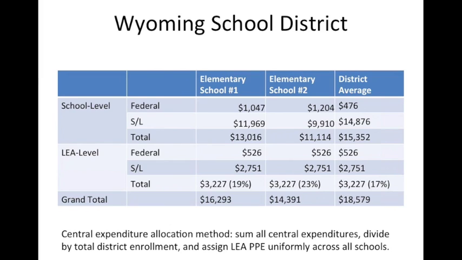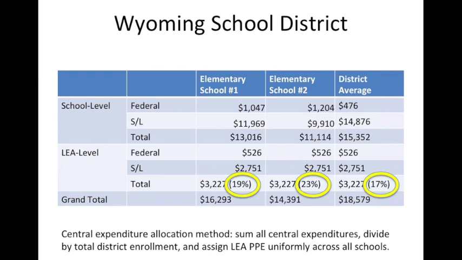And as you can also see on that total there, you can see the percentage, that's $3,227. In the first school, it captures 19% of their total PPE, and then in the second school, it captures 23% of their total PPE. So same dollar amount across both schools, but it's capturing a different amount of funding depending on how much is already allocated to the school level for those particular schools.